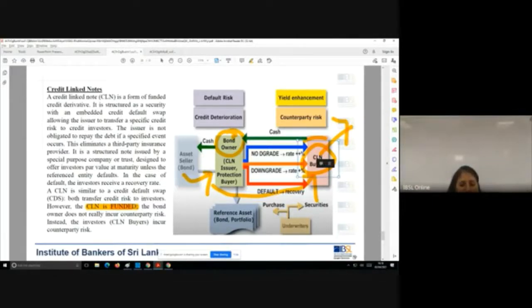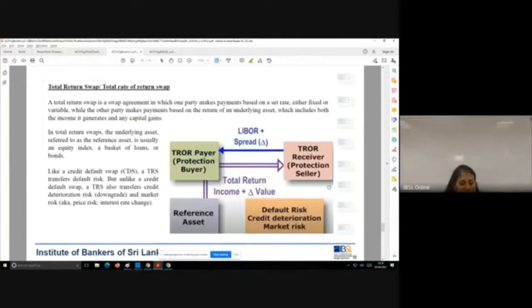Why? Now the CLN buyer is exposed to the credit risk. What if the bond owner doesn't repay? Okay. So the CLN that is sold could come with a CDS. There could be an embedded CDS in the arrangement so that the CLN buyer is protected. The bond owner doesn't have to get any CDS. Why? He or she doesn't have to bear any credit risk. That's how a CLN and a CDS actually differ.